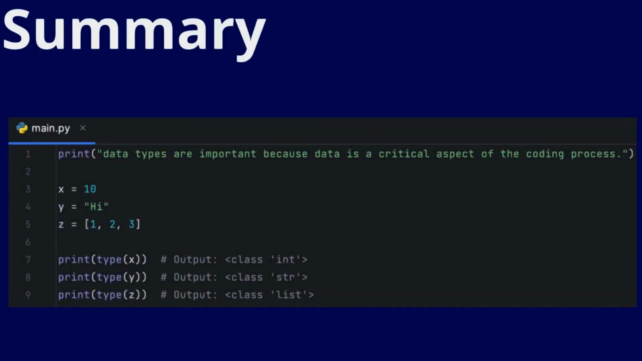To summarize, data types are important because data is a critical aspect of the coding process. Note, the type function returns the type of the object, and it will help you understand the data type of variables while coding.